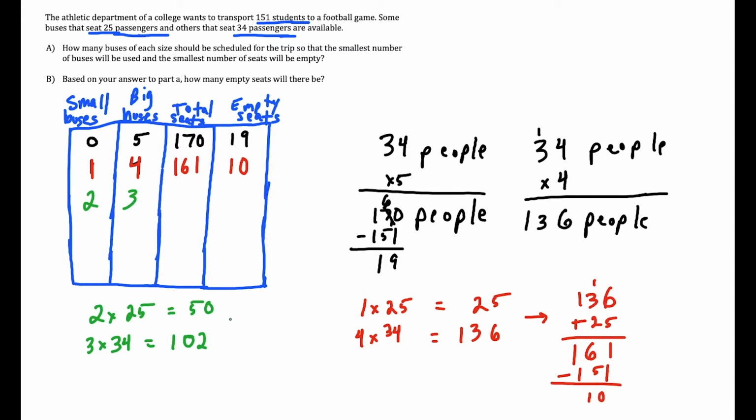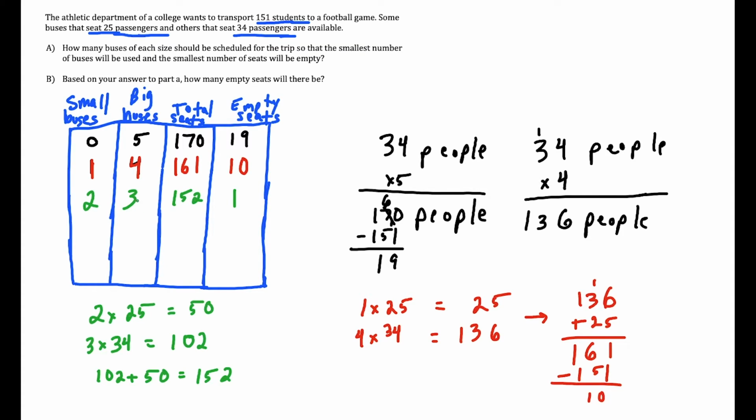So then if we look here, what is the total number of seats? Well, we could just add these together. 102 plus 50 is 152. So we have 152 total seats, and then we could do the subtraction on the side, but if we do 152 minus the 151 students, there will only be one extra seat.